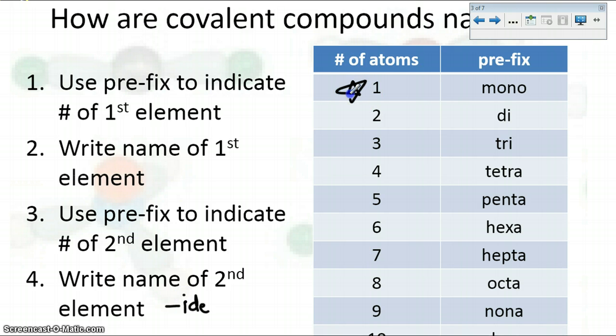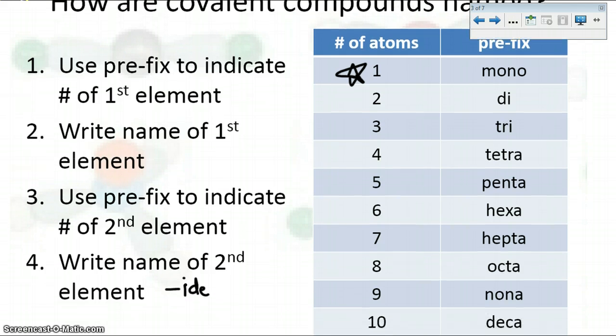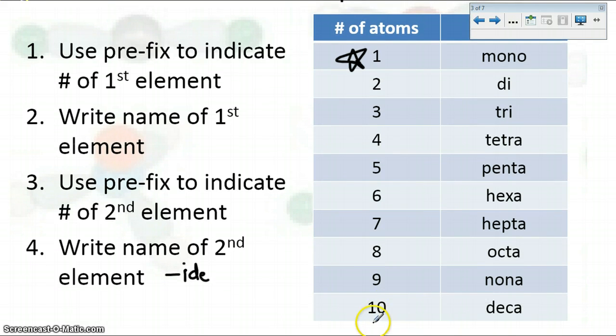Now, there's one caveat to these rules. Mono, right here, can only be used on the second element. You never use mono on the first element. So that's definitely something you want to write down to remember later. And then let me scroll down so you can get deca there. So we're going to write the name of the first one, use prefixes to indicate the number, write the name of the second one, change the ending to IDE, use prefixes to indicate the number, and we can never use mono on the first element.